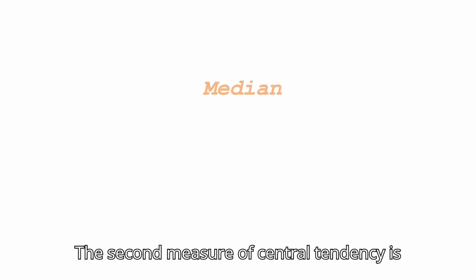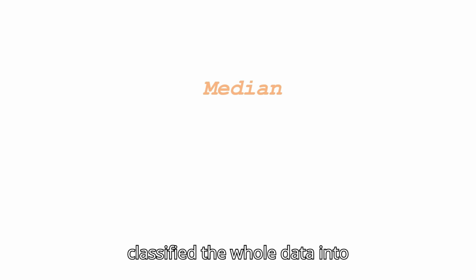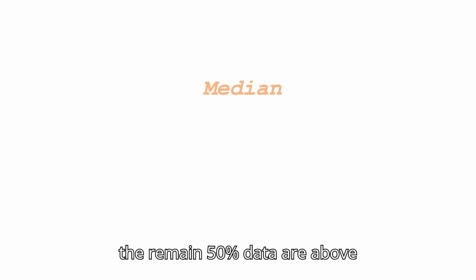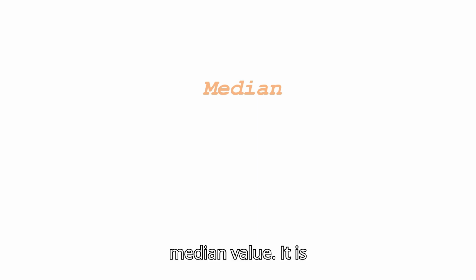The second measure of central tendency is median. This measure classifies the whole data into two equal parts. 50% of observations are below the median value and the remaining 50% of data are above the median value. It is used as an alternative to mean.